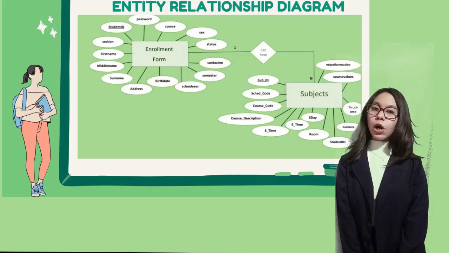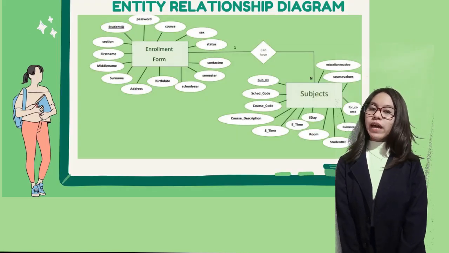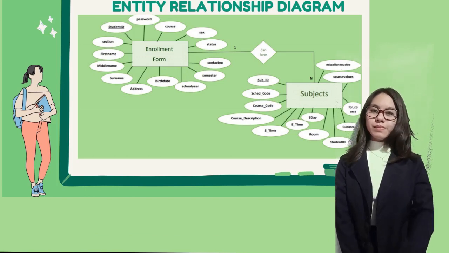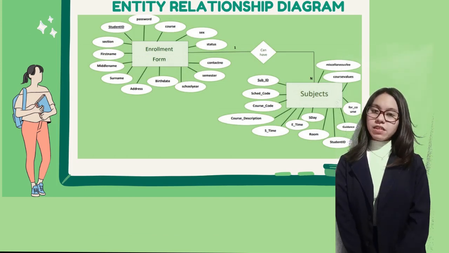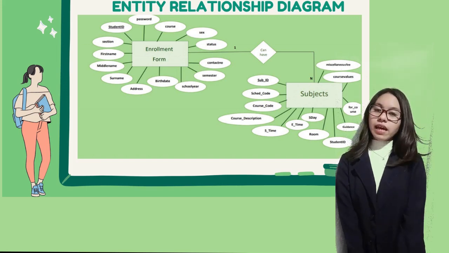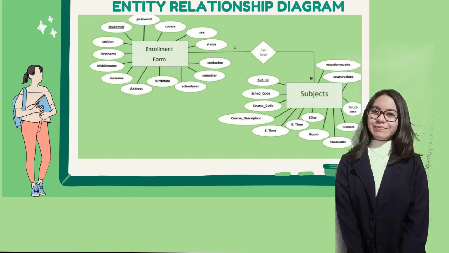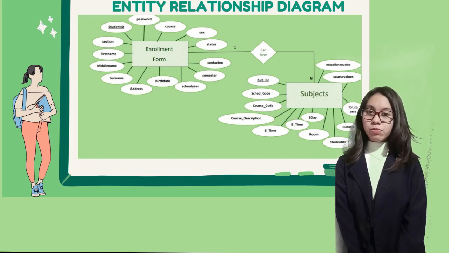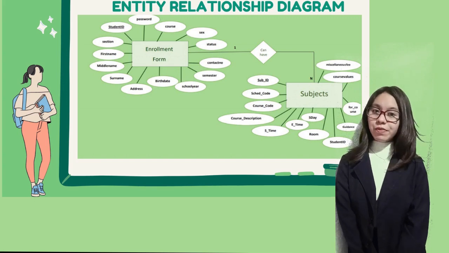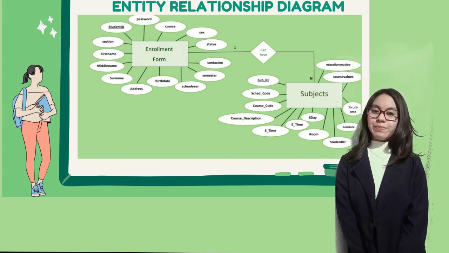First, let's talk about the ERD, or what we call Entity Relationship Diagram. I have two entities here: the enrollment form, which represents a student, and the subject entity. Enrollment form attributes consist of the important details of a student, and subject attributes consist of the details of the subject. And I also put the fee for the subject here.